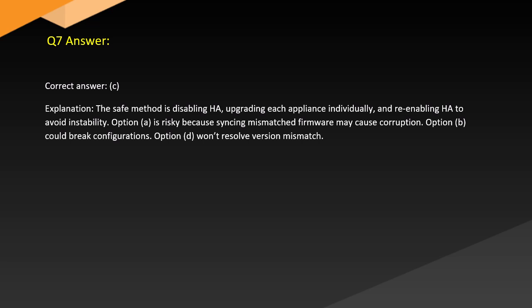Answer. Correct answer: C. Explanation: The safe method is disabling HAR, upgrading each appliance individually and re-enabling HAR to avoid instability. Option A is risky because syncing mismatched firmware may cause corruption. Option B could break configurations. Option D won't resolve version mismatch.